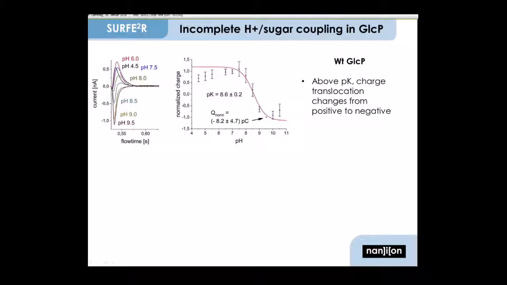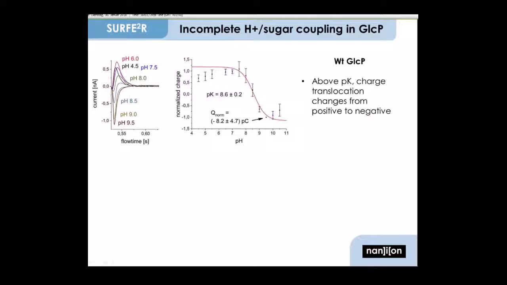Here's the full pH dependence shown. It doesn't look like the bell-shaped pH dependence of wild-type E. coli transporters, also not like the linear pH dependence of the sugar-binding currents of transport-deficient mutants. We observed a single titration curve with one pK. Also, the polarity switches from positive to negative upon deprotonation.